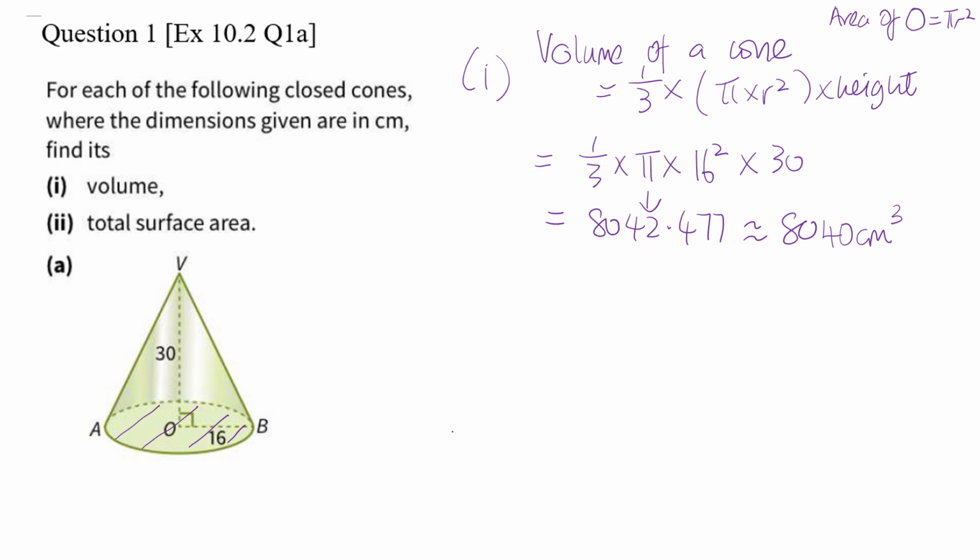So total surface area. The keyword to look out for is a closed cone. If it's a closed cone, it means there's a cover. It's not like those ice cream cones where it is open. In this case, there's a cover. So the total surface area would refer to the area of your cone, the curved surface area of the cone.